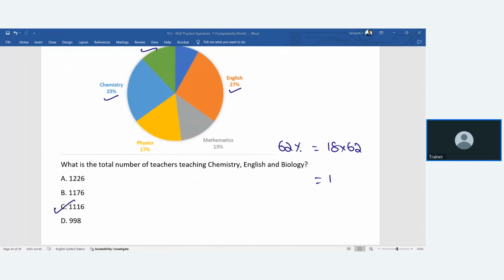So the virtual calculator, yeah, you can use it. It's your wish. In fact, the answer must be divisible by 9. Answer must be divisible by 9. Okay, 1116 is divisible by 9.